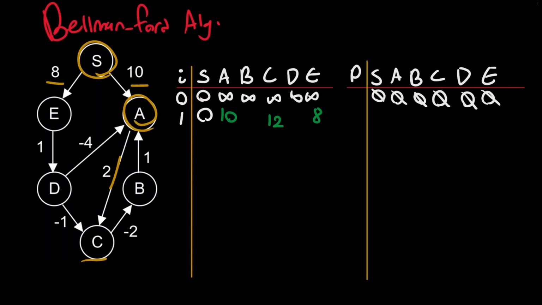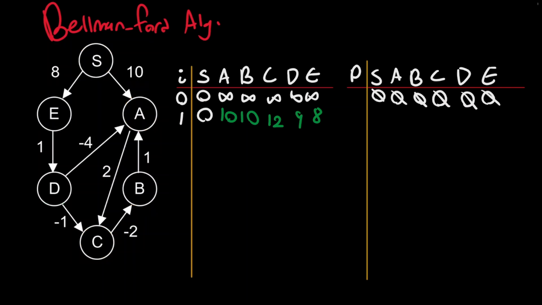Then we're going to look at C, so we can examine C, it has a number. And then C has this new path leading to B here, so -2 plus 12, that's going to be 10. So that's going to be B's new shortest path. And then there's nothing else to examine from C. We can't examine D because it's infinity. We can examine E here, and we're going to see this new path to D is found. So we're going to do 8 plus 1, so that's going to be 9.